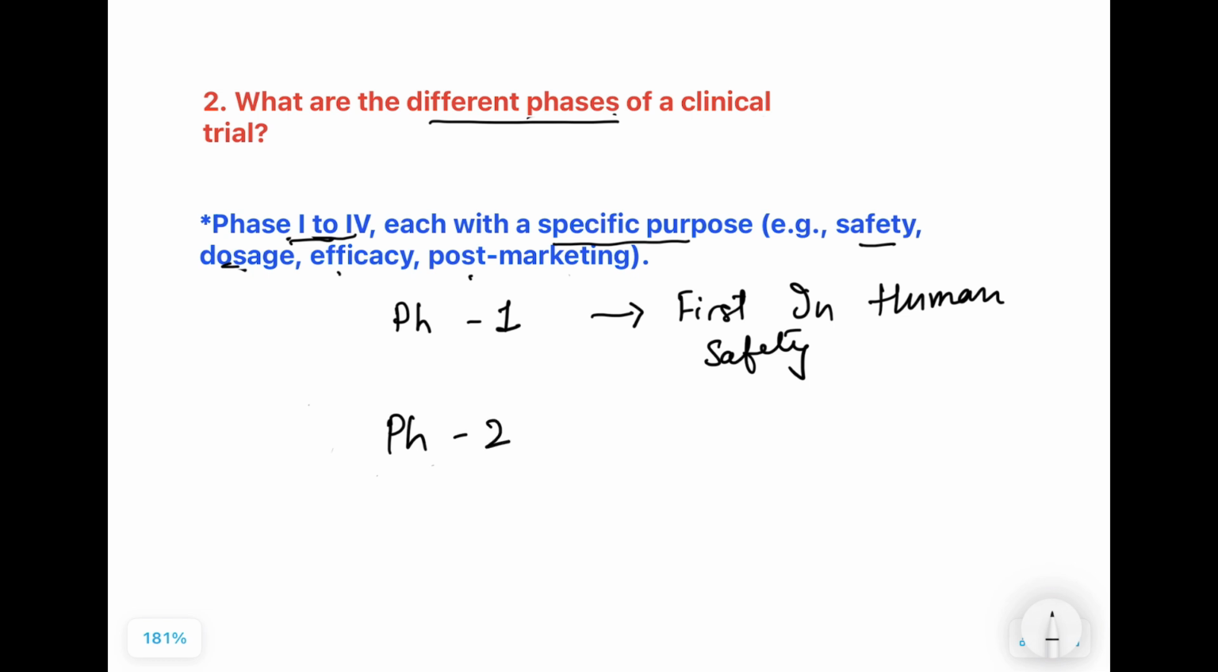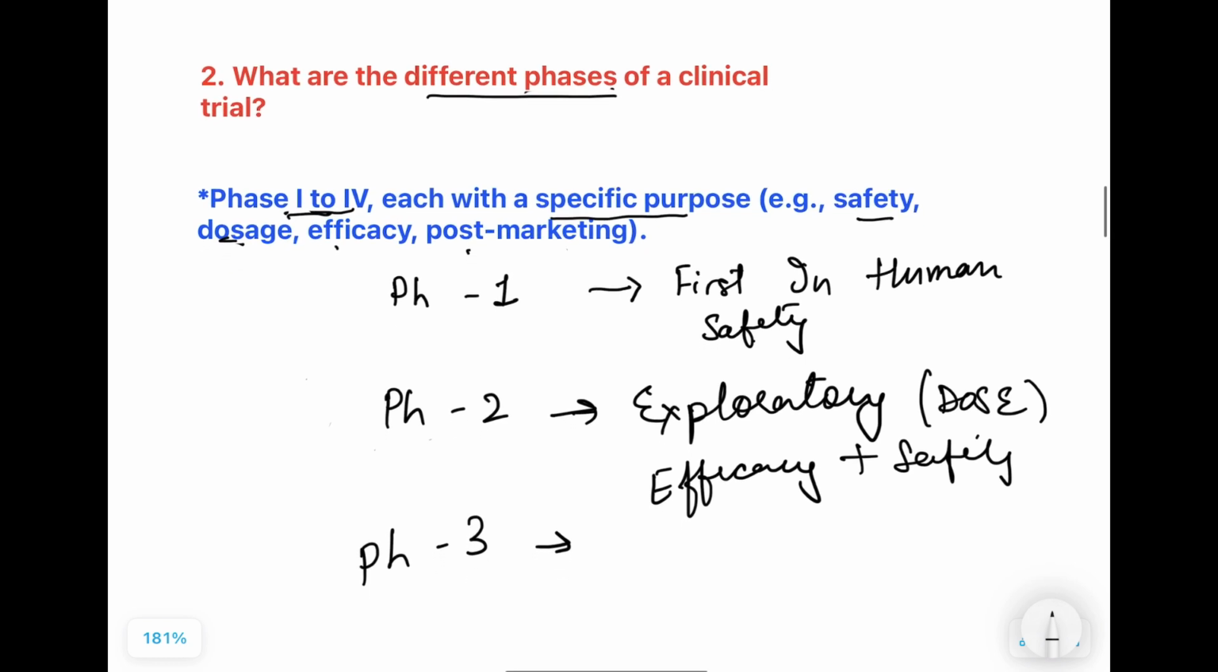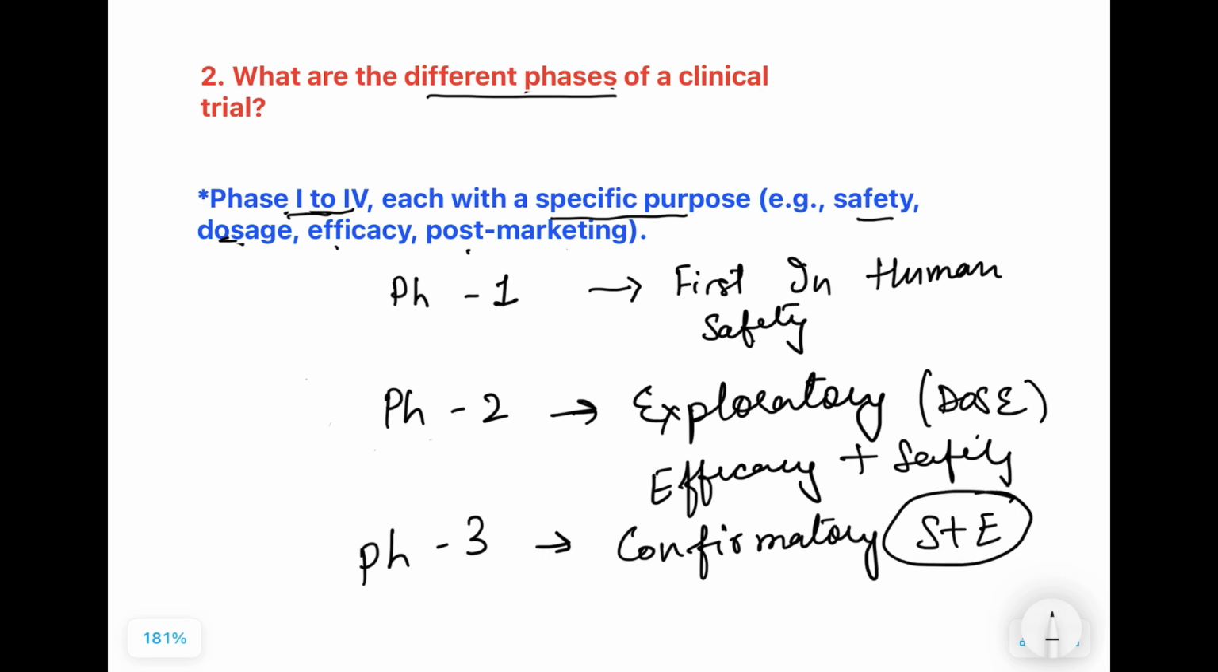For the phase 2 trial, you can explain that these are exploratory trials. You are exploring now, maybe you are checking the doses right here. So that means from safety we are also moving to efficacy plus safety. Now for the phase 3 trial, you can say that these are confirmatory trials. So confirmatory trial means safety plus efficacy will get confirmed in phase 3, and it is done in a larger population, mostly in a multicentric trial.